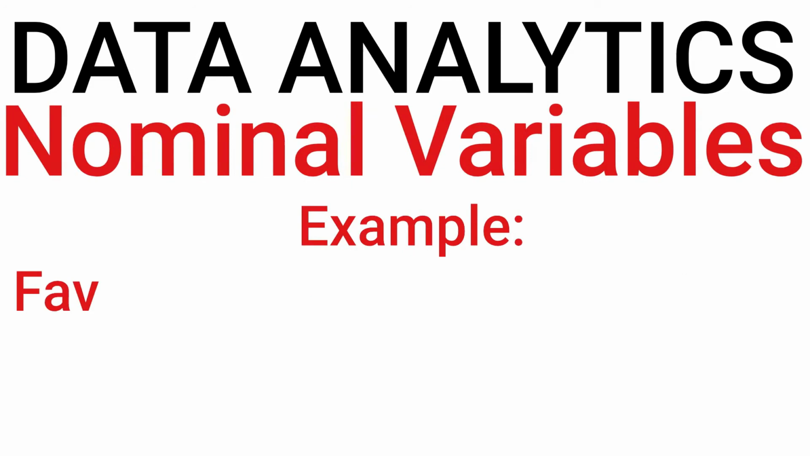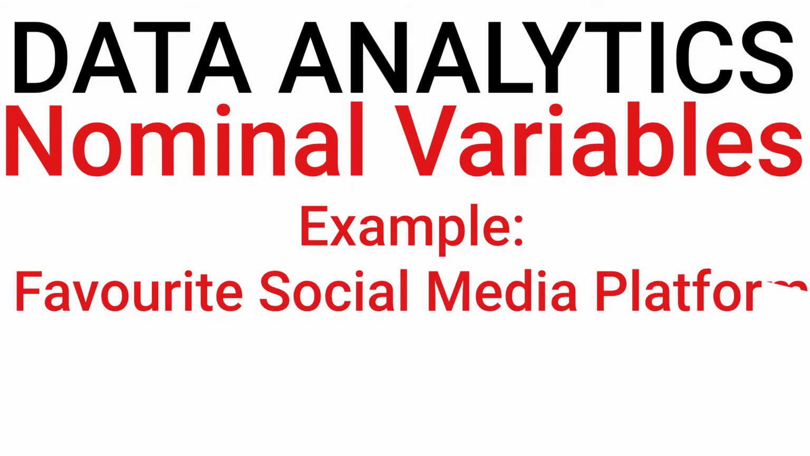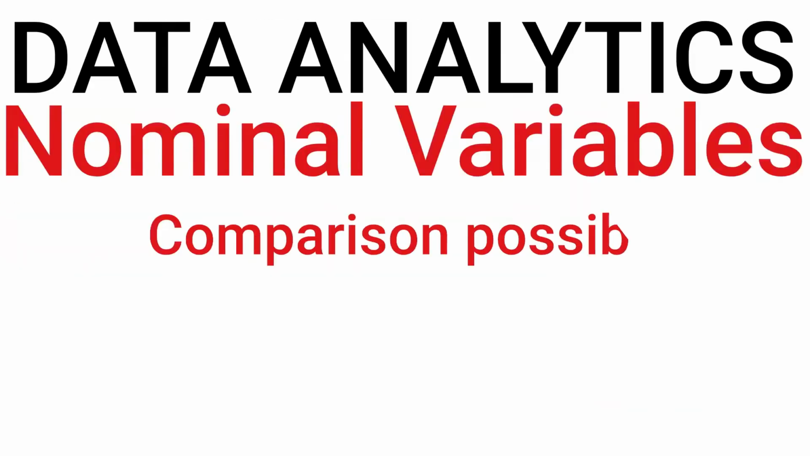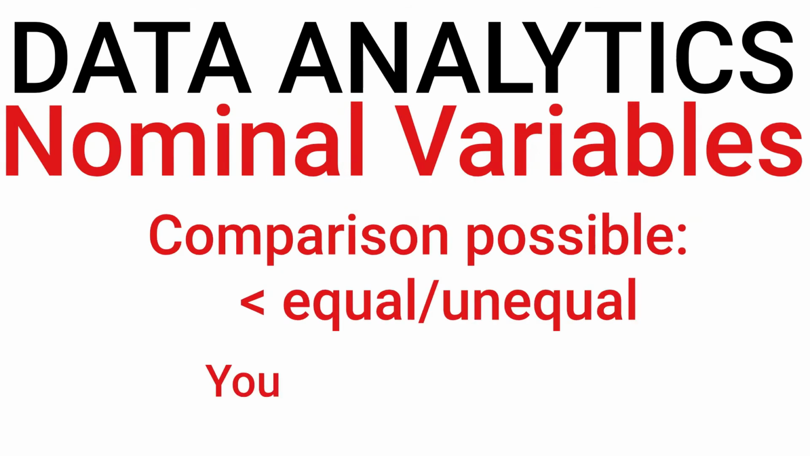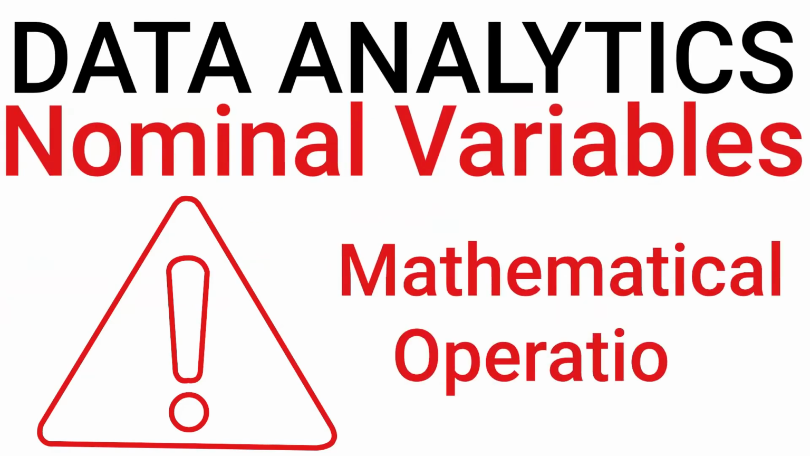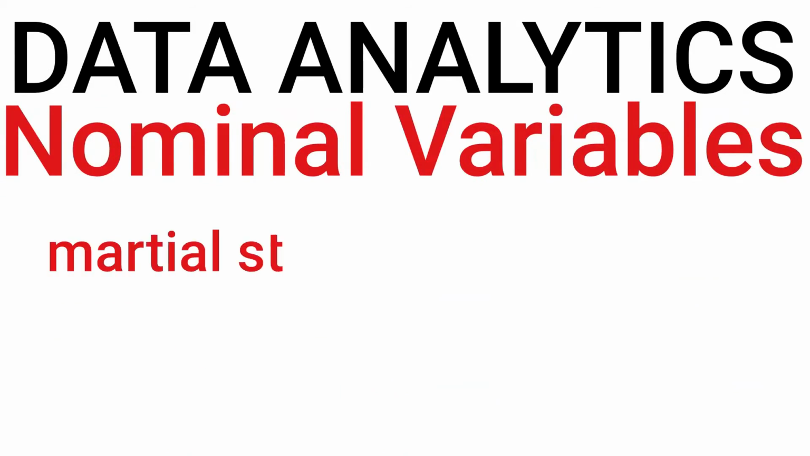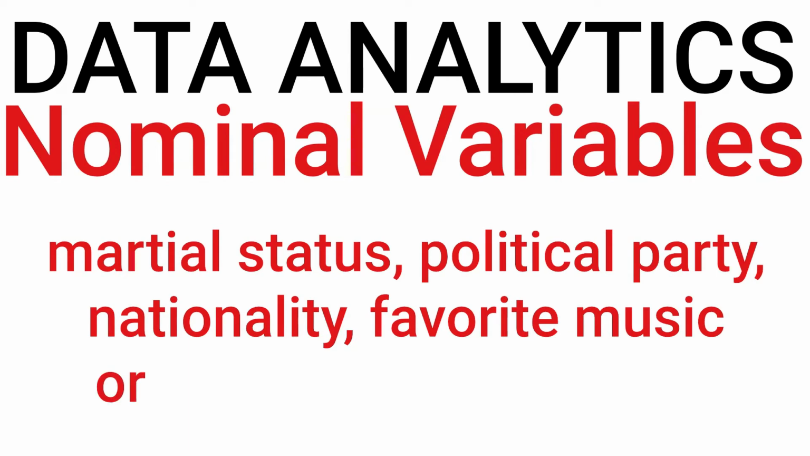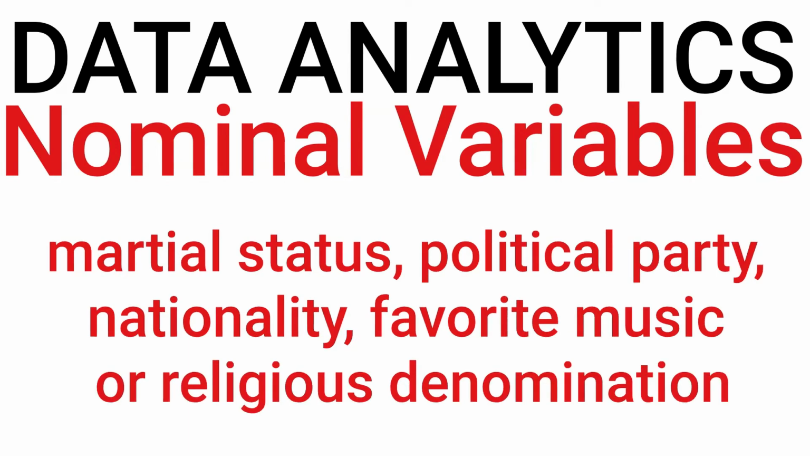For example, the values of the variable favorite social media platform could be YouTube, Facebook, Twitter, Snapchat and so on. The only comparison possible is equal or unequal. YouTube is unequal to Facebook. However, you cannot use any mathematical operation when it comes to nominal variables. Further examples of nominal variables are marital status, political party, nationality, favorite music or religious denomination.